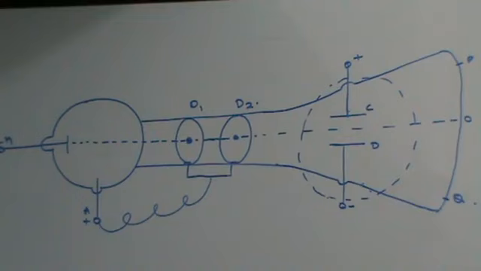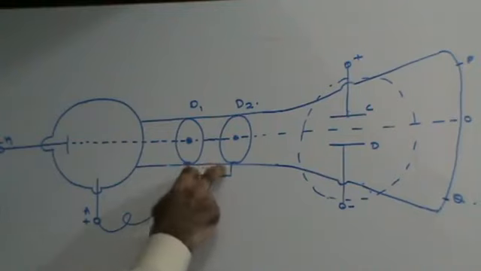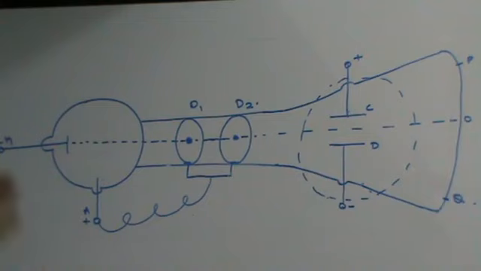Now since plates C and D are perpendicular to the stream of electrons, they produce an electric field that will deflect the electron in the vertical plane. D1 and D2 will deflect the electron in the horizontal plane, and C and D will deflect the electron in the vertical plane. Now let us exactly see how much deflection takes place and how it takes place.